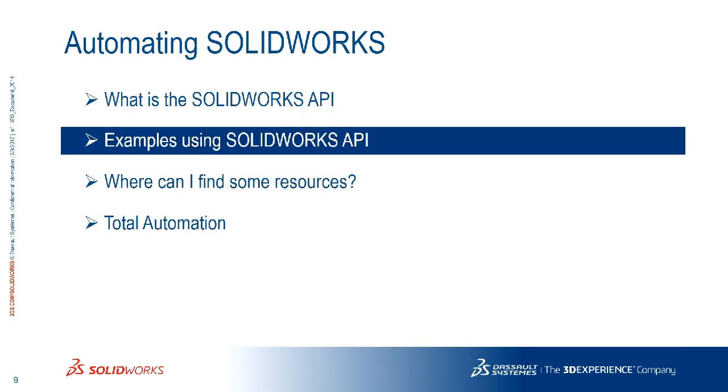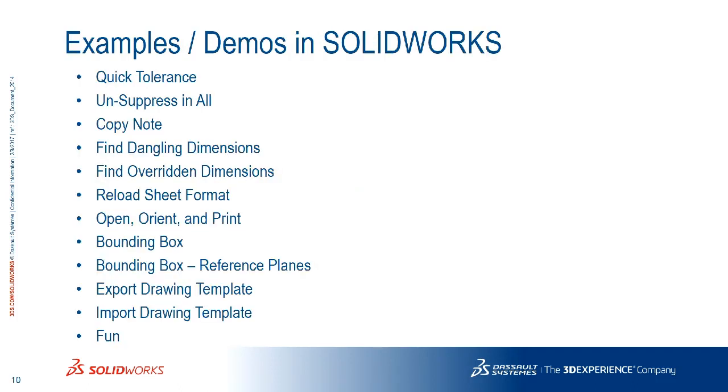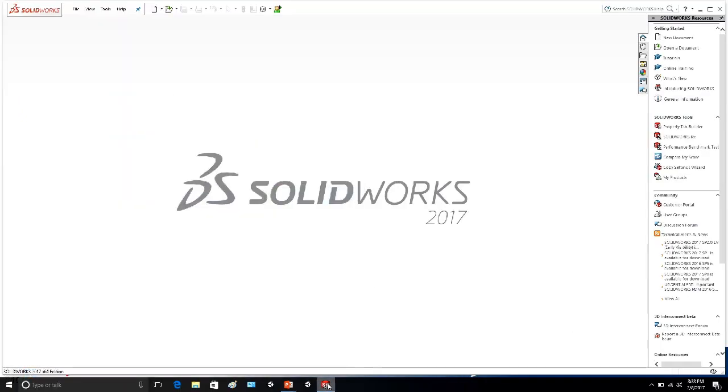So I'm just going to go ahead and show you some examples of using the SOLIDWORKS API. We're going to start out small, with some simple things that you could do yourself. We're going to do some quick tolerancing, things like that, and then we're going to work into more complex things, and these can all build upon each other. So I'm going to switch over to SOLIDWORKS. You can all see it. All right.